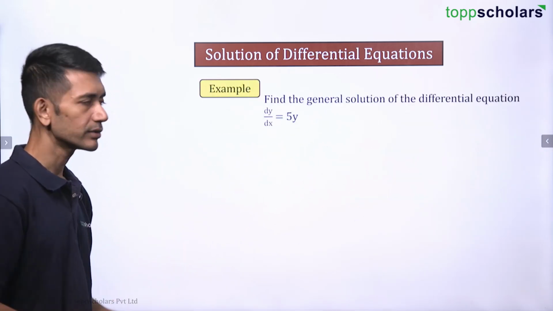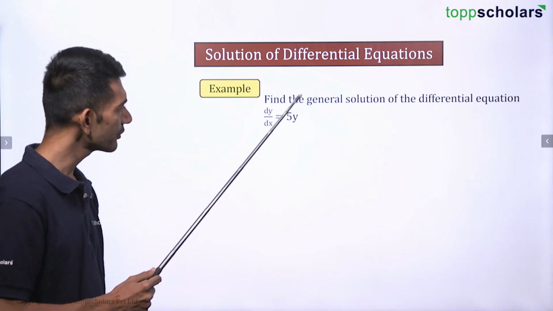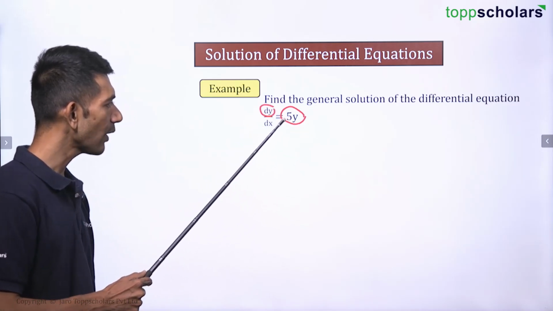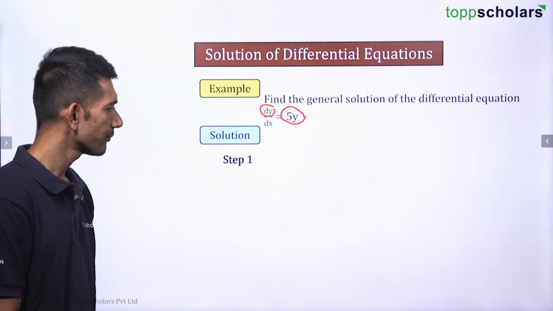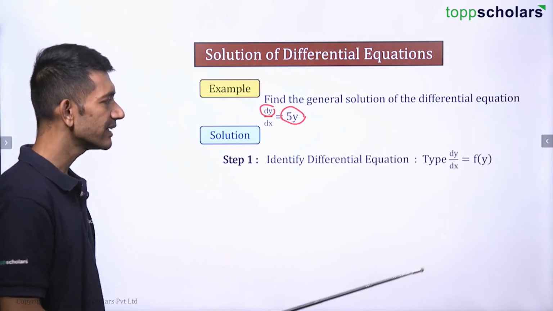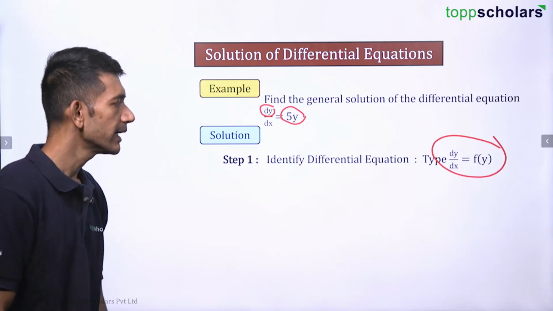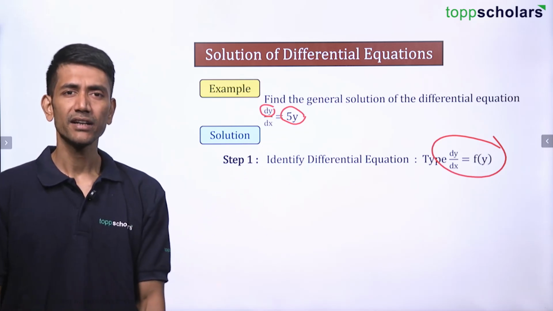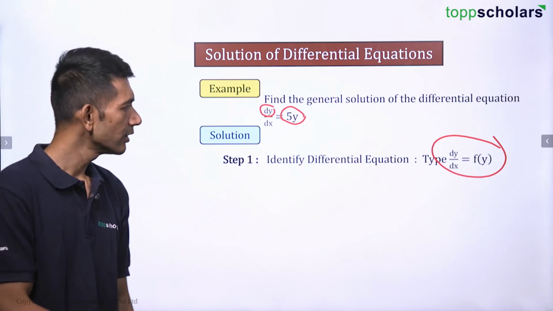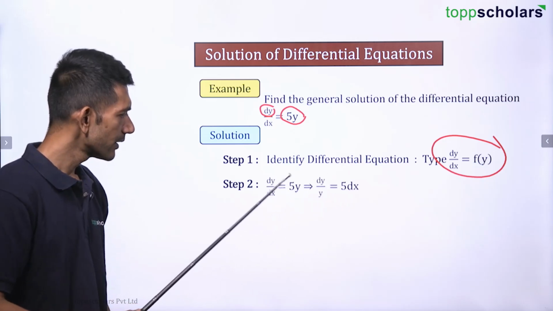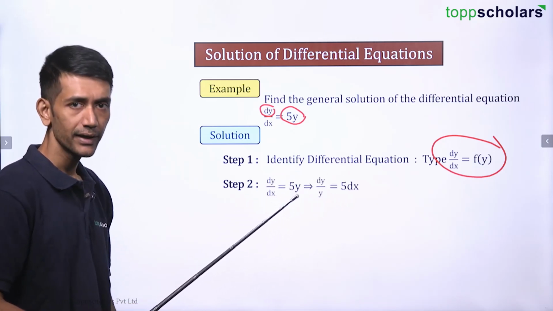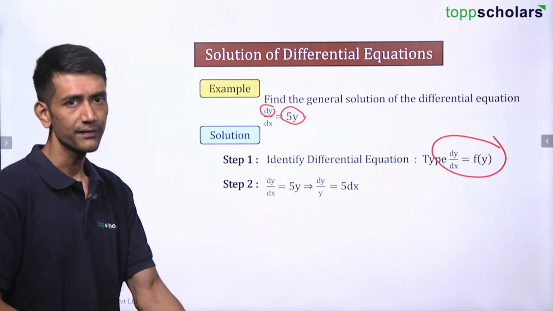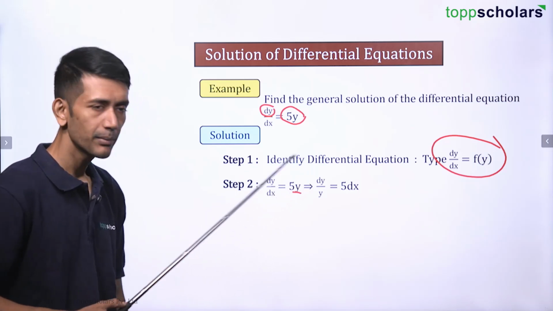So find the general solution. See, same examples, we have done it before. Dy by dx is equal to 5y. So this is 5y, right? And this is dy. So obviously we'll have 1 by 5y dy, isn't it? So step 1 is identify the type of the differential equation. This is the type dy by dx is equal to f of y. See, the function is in y here on the right hand side. We have dy by dx, that is the first order, first degree differential equation. So here I can say dy by dx is equal to 5y, which is dy by y is equal to 5 dx, right? I've just taken y, the variable, here.